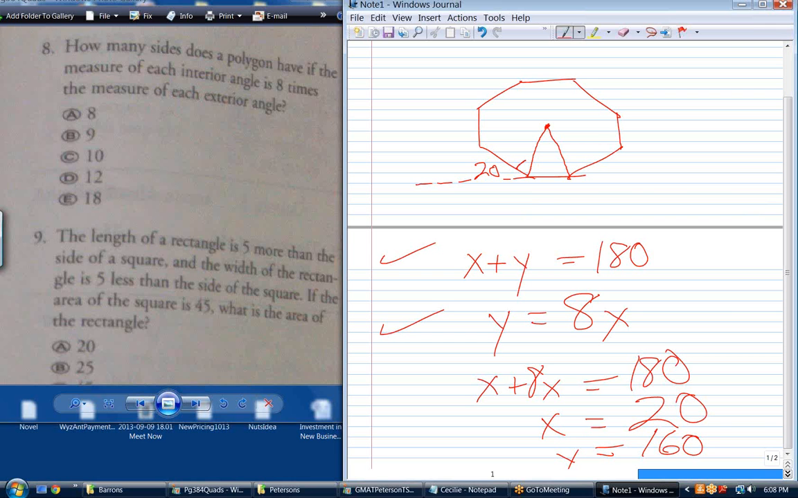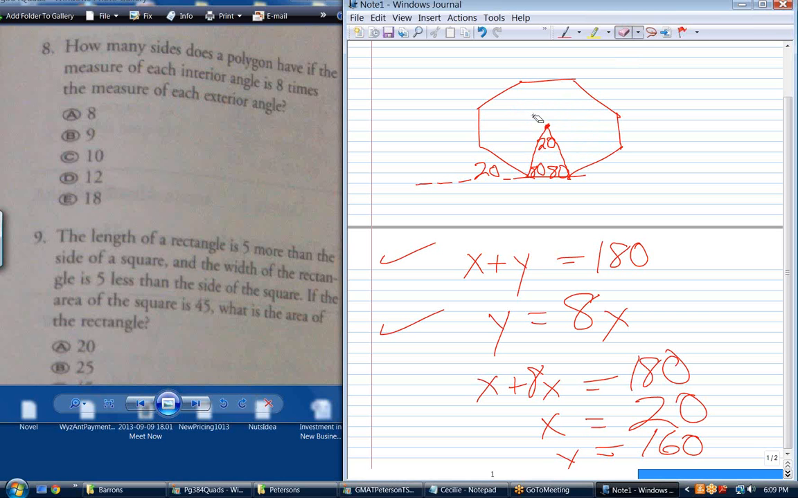So if this whole thing is 160, what's this angle right here? In other words, if it's 160 from there to there, it's 80. So this is 80. What's this angle here? 80. What's that make this? 20. Now we can figure out how many sides there are to this polygon. If we break it up into triangles, how many of these 20 angles are going to fit around here?